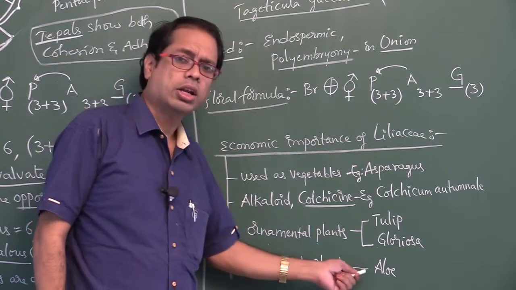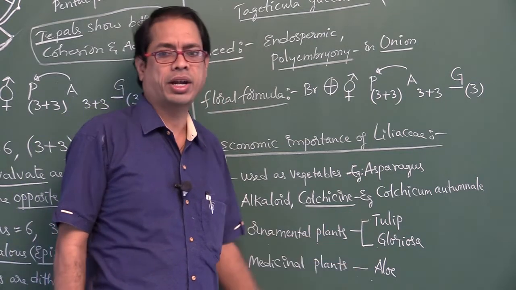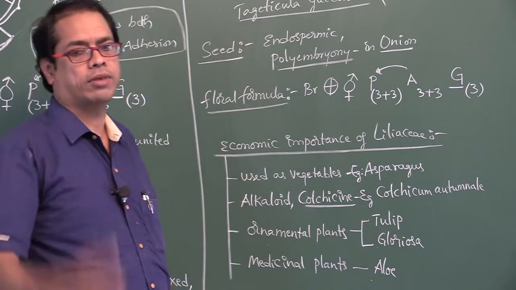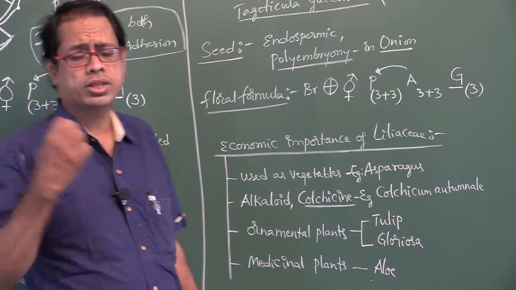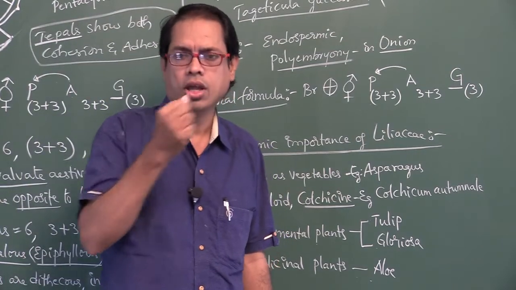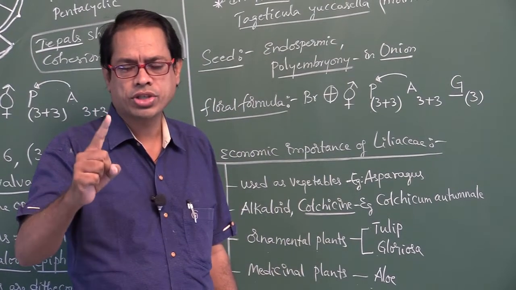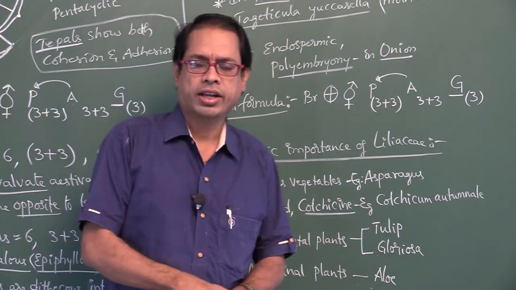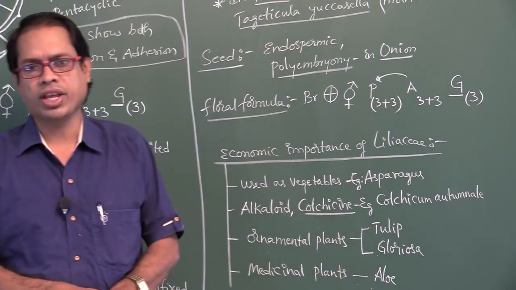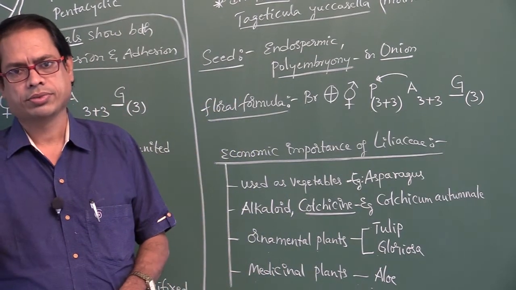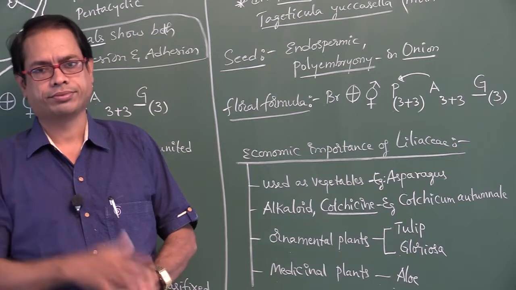Medicinal plants in Liliaceae means aloe vera. So what are the few points we have discussed in Liliaceae? Root system: fibrous root system or adventitious root system. Different types of underground stem modifications are found: bulb, rhizome, corm.